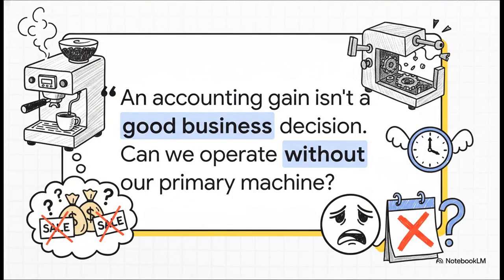But here's the most important lesson of the day. We booked a $200 gain. The accountant is happy, net income looks good. But wait, hold on. As the manager, you have to think, we just sold the heart of our operation. How are we going to make coffee for our customers tomorrow morning? What's the downtime going to cost us in lost sales? And what is the replacement cost for a new machine?